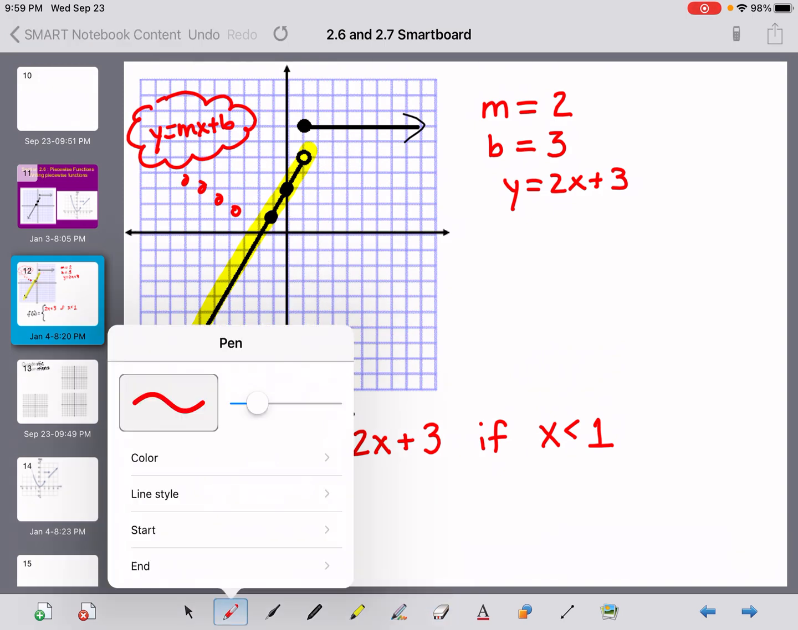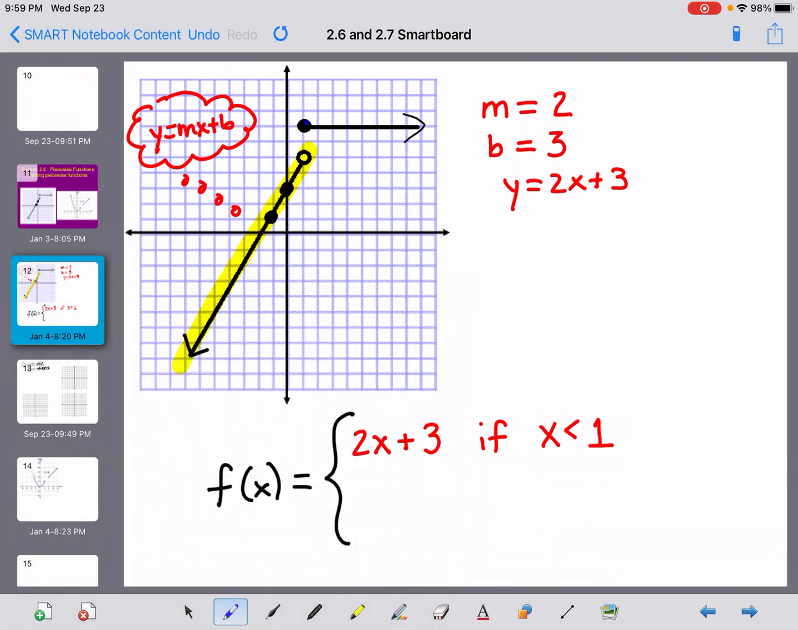For the second line, we have this closed circle and then a horizontal line to the right. So how do you write the equation of a horizontal line? It's just y equals and then some number, right? So what's that number? Well, how high am I? 1, 2, 3, 4, 5, 6, 7, right? So my equation would be y equals 7. So f of x equals 7 if x is greater than or equal to 1. And that was it for this graph.